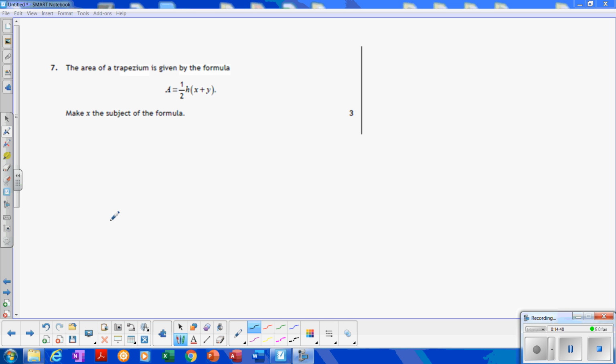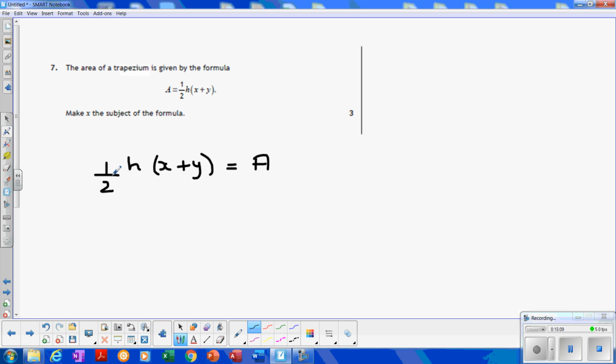The area of a trapezium is given by the formula A is equal to half h bracket x plus y. Now we want to make x the subject of the formula. So x is on the right hand side, so I'm going to start by writing down the formula round the other way. So I'm just reading it round the other way. Okay, so that is equal to A.